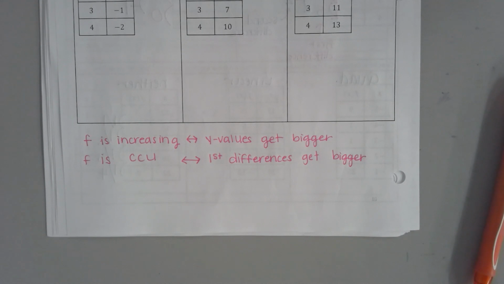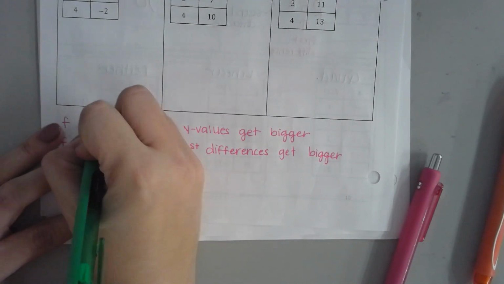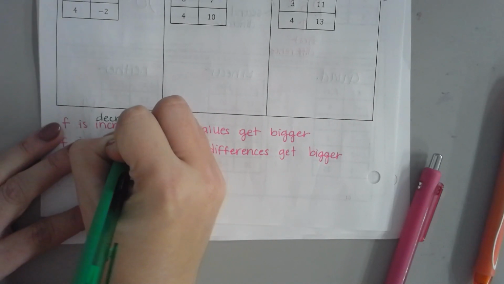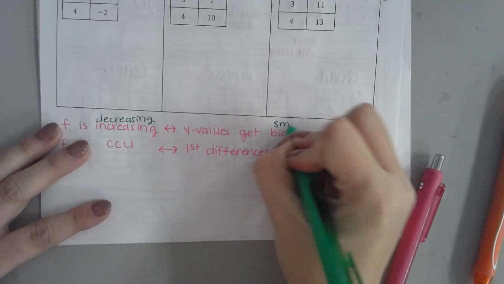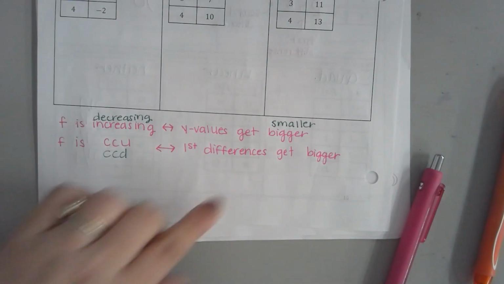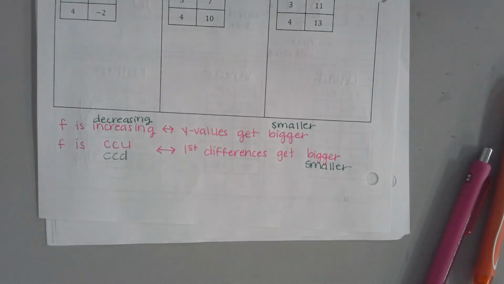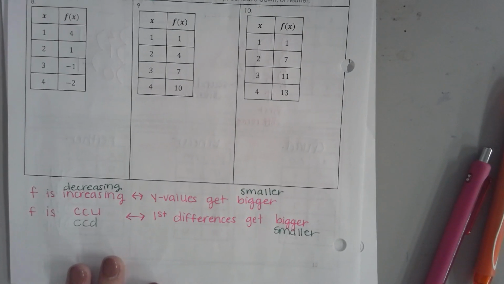Now, the same thing can be true if it's decreasing. The Y values get smaller. I'm going to write decreasing up here, and write smaller. If it's concave down, the first differences get smaller. I know I just said concave up, concave down, but I also want us to look to see if F, the graph itself, is increasing or decreasing.